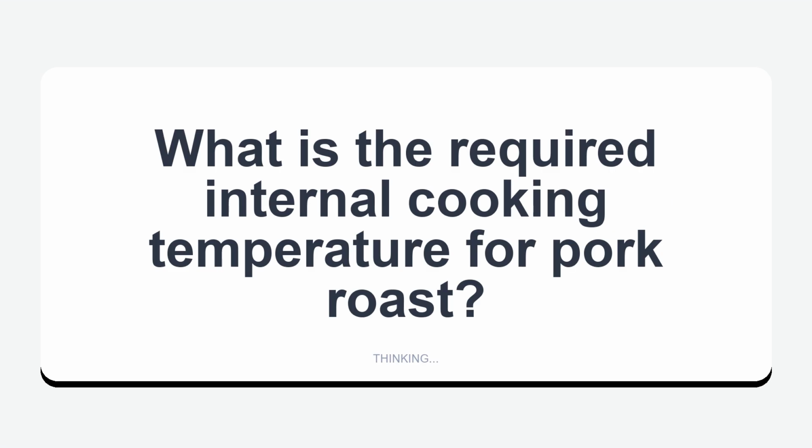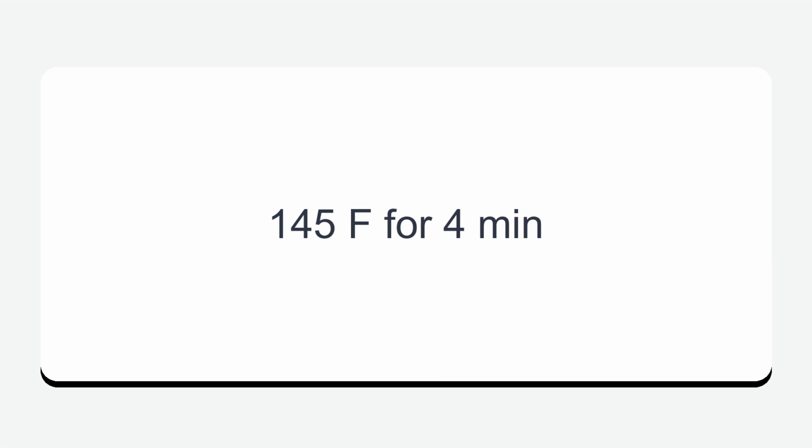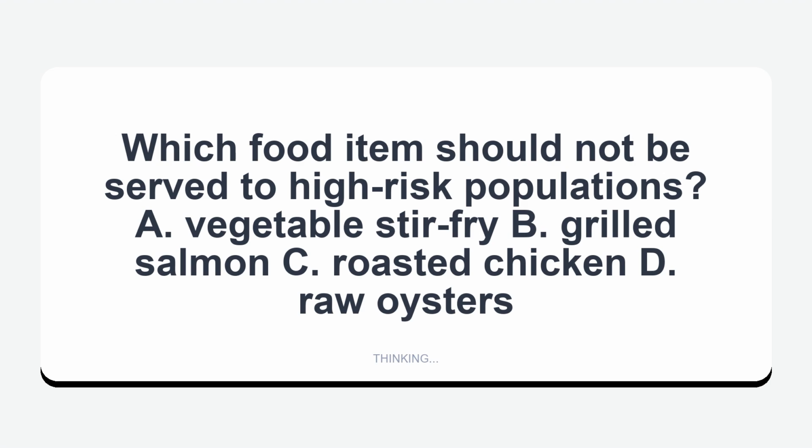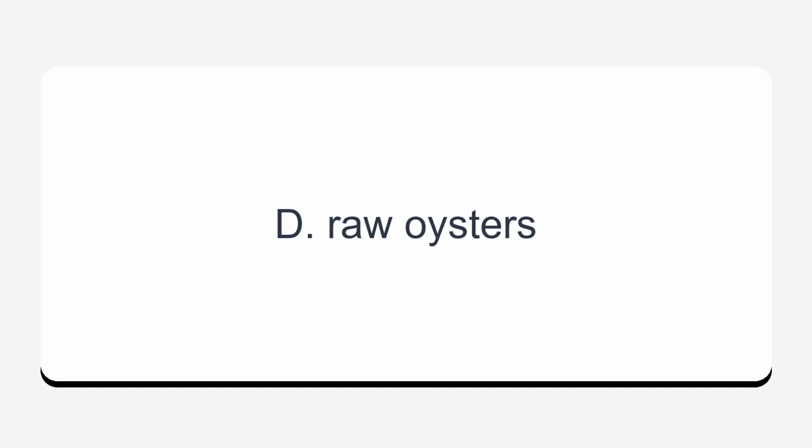What is the required internal cooking temperature for pork roast? 145°F for 4 minutes. Which food item should not be served to high-risk populations? A. Vegetable stir-fry. B. Grilled salmon. C. Roasted chicken. D. Raw oysters. D. Raw oysters.